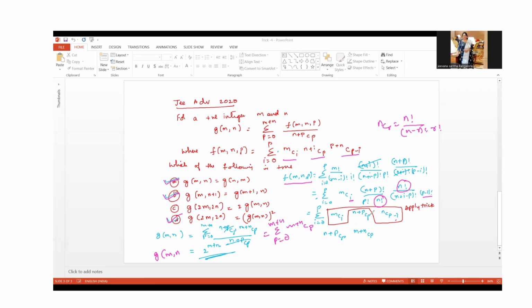Overall, it took only 2 to 3 minutes to solve this question. By applying the trick, we are able to arrive at this answer very quickly, although it is a multi-correct question, which is more time consuming. So this trick saves time in answering these kinds of questions.